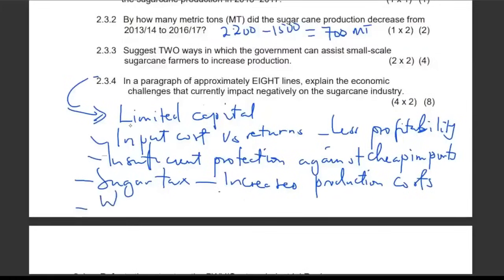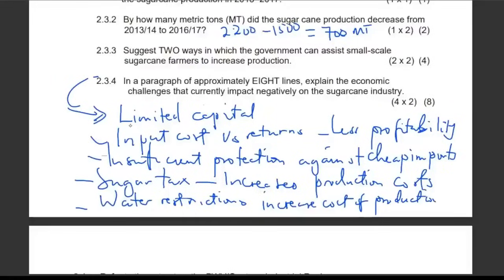Then you can also look at other things like water restrictions. Water restrictions, they increase the cost of production. If water is being restricted, ultimately the farmers are made to find other alternative ways of providing water for themselves. So as a result, that is going to have a negative implication because by them accessing other alternative means of supplying water for themselves, they are adding up on the cost of production. And at the end, their profitability is going to decline.